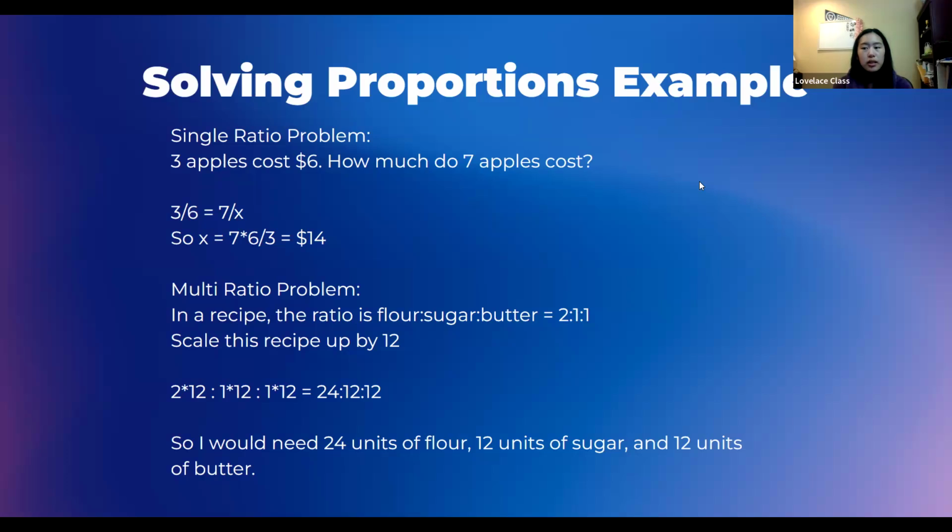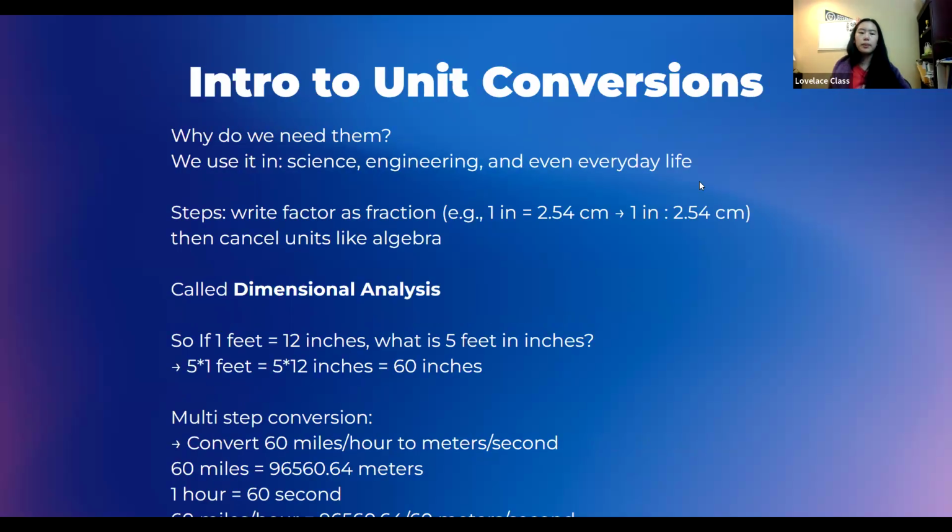Okay, so then I'm going to start talking about unit conversions, which I know we're definitely familiar with some of, but probably not all of it. So the first question is, why do we need them? Well, they're used a lot in science, engineering, and even in everyday life. Comparing different units can make it easier to measure certain things.